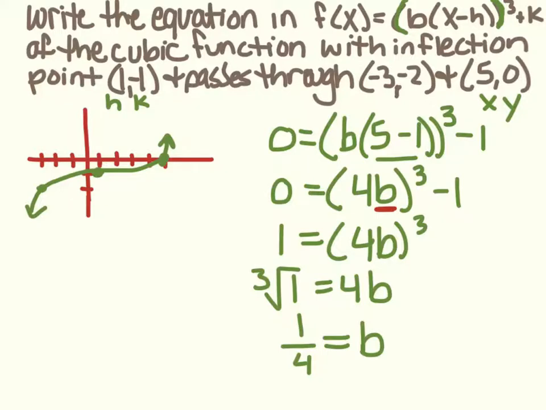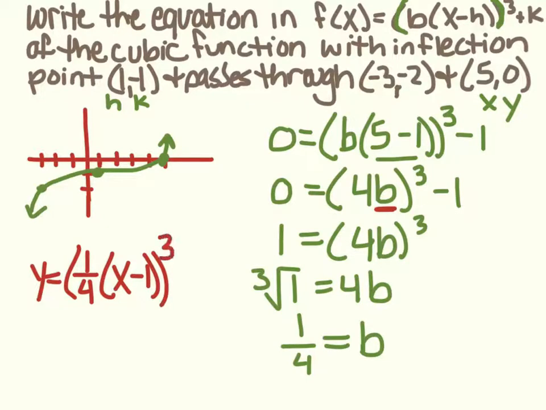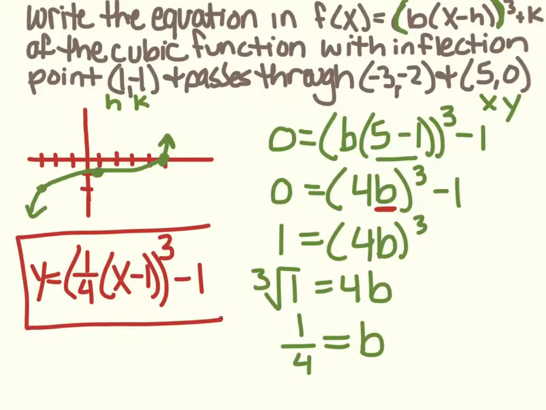So we can write our equation y equals b, 1/4, times x minus h, so x minus 1, close them both, cubed, plus k, so minus 1. Make sure you put it in that format. Practice this if you're not used to it.